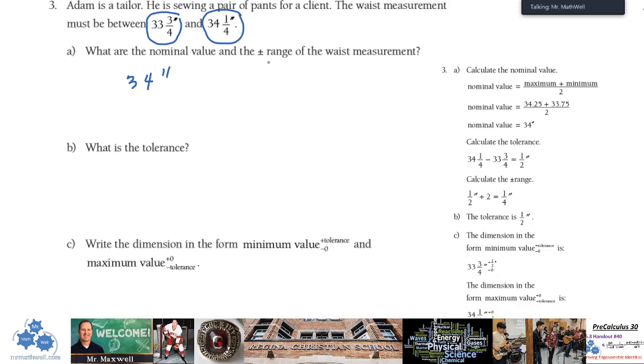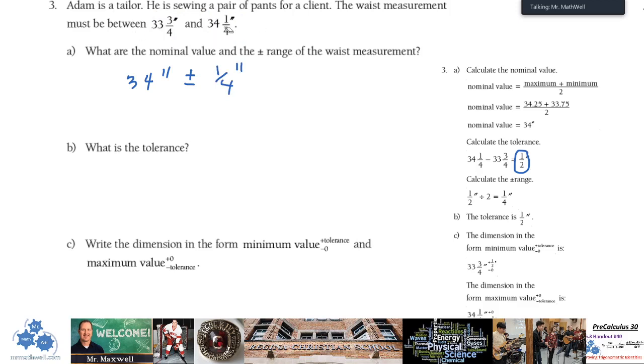Now the tolerance is sort of like the uncertainty here, really. The difference between the two measurements is 1/2 of an inch. It's 1/4 and 1/4. So the nominal value plus or minus the range would be the average plus or minus half of the range. The tolerance is 1/2 an inch, so you can tolerate a difference in total of 1/2 an inch. And the plus or minus is kind of like the uncertainty. So 34 inches plus or minus 1/4 inch.